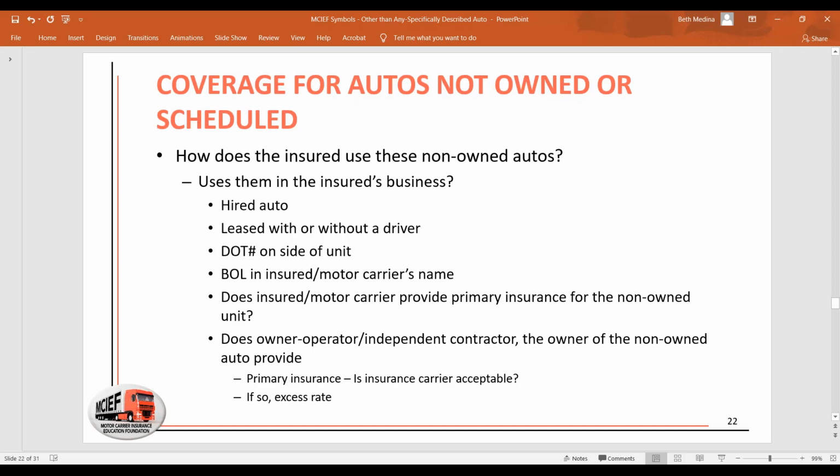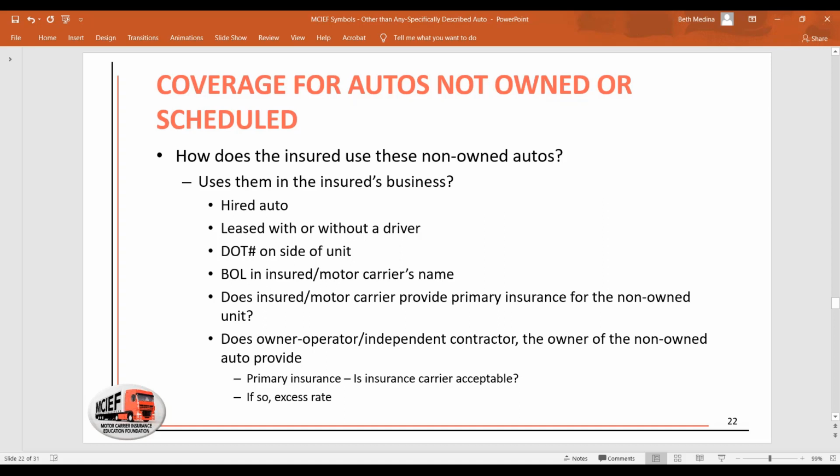Does the insured motor carrier provide primary coverage for the non-owned autos? In most cases for owner-operators, they do. In a lot of cases for leasing companies, they do. Sometimes the owner of the non-owned auto provides primary coverage, or the insurance carrier does. Sometimes that will happen, particularly with retentions, some kind of captive group, some kind of intermodal operation. Then, is that primary coverage acceptable or not? Even if it's acceptable, you would not have primary exposure, you would have an excess rate.